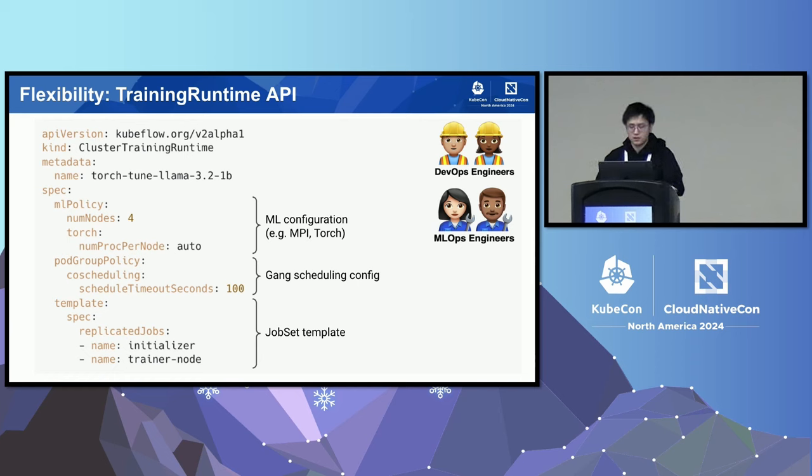The second block is gang scheduling parameters. As you know, for machine learning workloads, gang scheduling is so important. So the training operator supports the Kubernetes scheduler plugins, the coscheduling plugin. So when we install the coscheduling plugin into your cluster, this field can be used. The final block is the JobSet template. For JobSet template details, let me introduce the next slide.